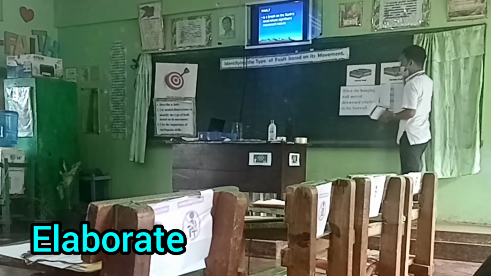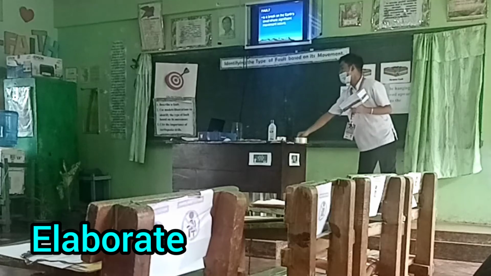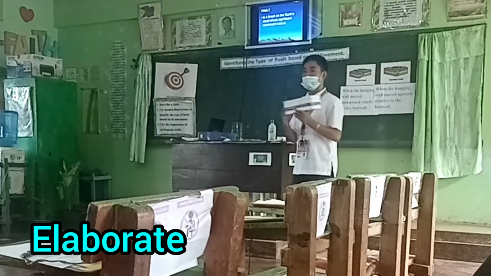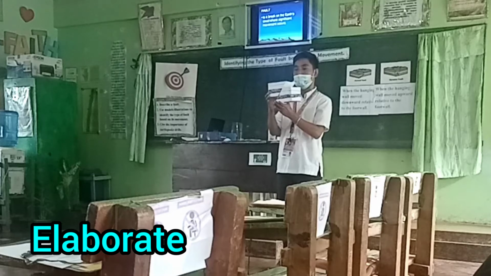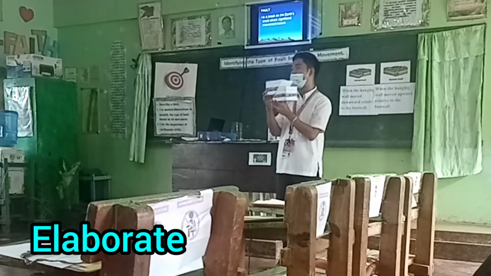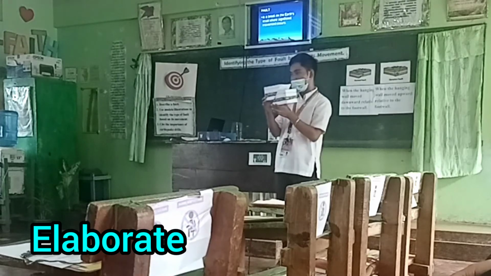The second one is reverse fault. Reverse is when the hanging wall moves upward relative to the foot wall. So reverse is the opposite of normal fault. So this will be our reverse fault, where the hanging wall moves upward relative to the foot wall.